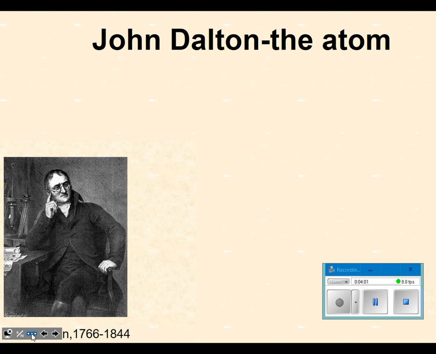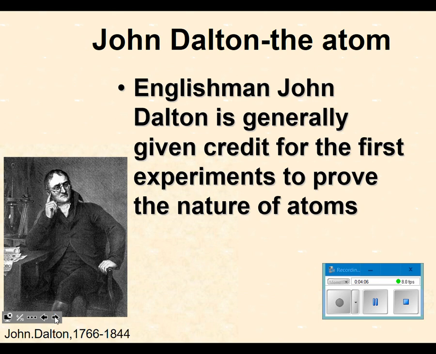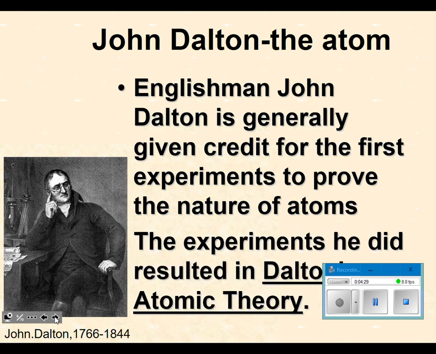But John Dalton, who came along in 1766 to 1844, he was an Englishman, and he's generally the one that's given credit for the first experiments to prove the nature of atoms. So if you think about it, we went from 400, 300 BC all the way to 1766, right around the 1800s, I will tell you, before actually experiments were able to be done to prove atoms existed. His experiments resulted in what we call the atomic theory, and there were 4 specific points to the atomic theory.